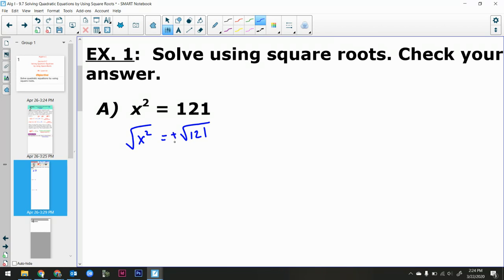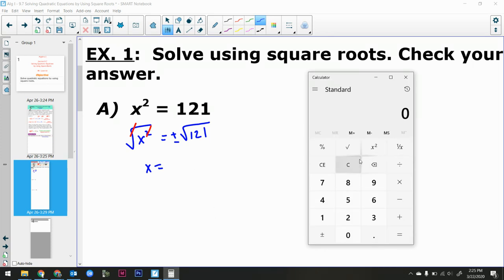Okay. Now, when you take the square root, please write the plus or minus symbol in front of it. What happens here is that this will cancel. The square root and the square will cancel, leaving us just the x on the left side. And then we can take the square root of 121. Now, to take a square root on your red calculators, you just hit the square root button and then 121.